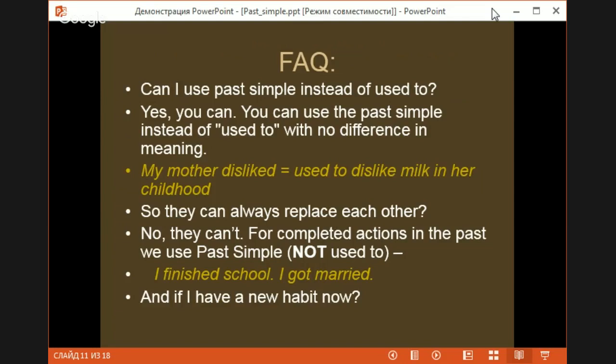Good. And what if you have a new habit now? You had a certain habit in the past, and what about now? If there is a new habit, for present habit, you use present simple.